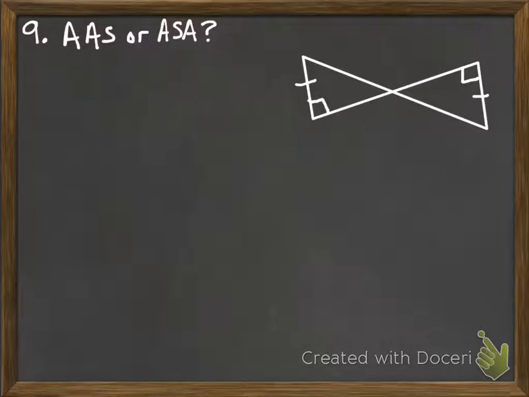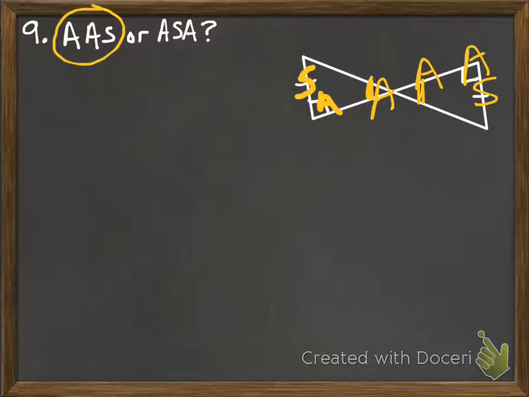Alright, for number 9, we're being asked, can we use angle, angle, side, or angle, side, angle to prove these two triangles are congruent? Looking at the triangles right away, what I see is I have a side and an angle. And there's one more thing you should be seeing in the picture though, and that would be your vertical angles again. You gotta see those vertical angles. So that gives me a third angle, and now we have side, angle, angle. Just like over here we have side, angle, angle. So angle, angle, side would work.